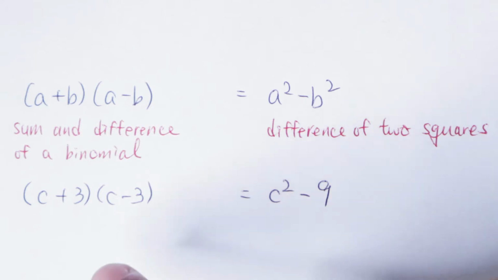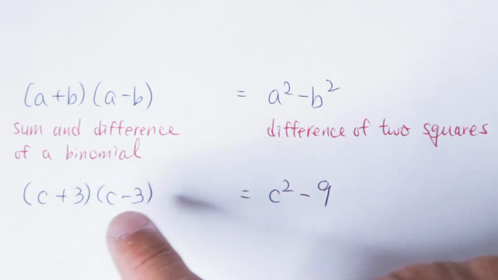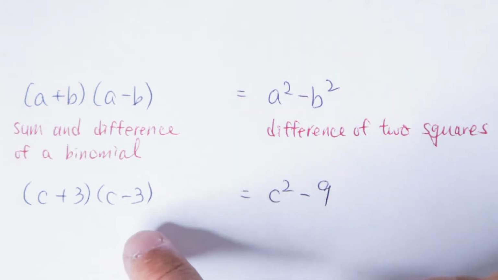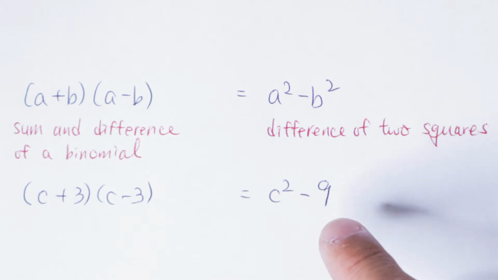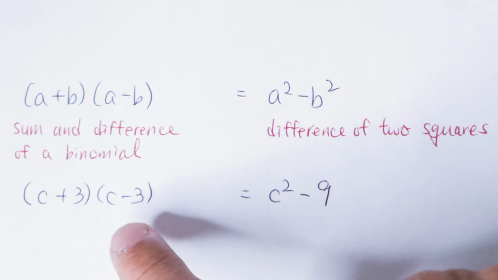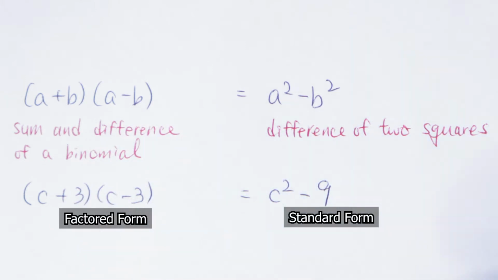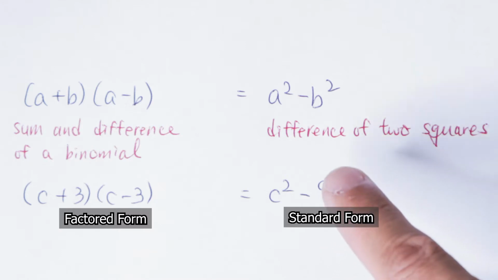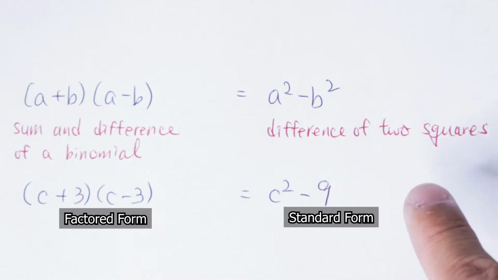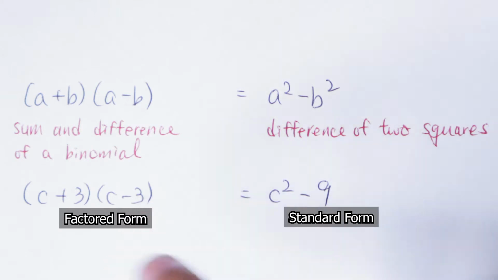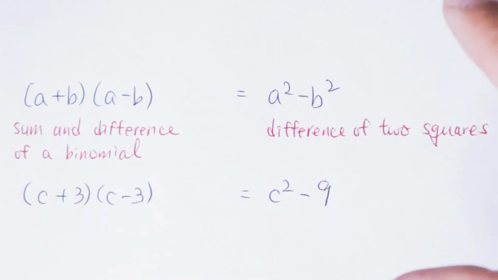So back in 2-3, we learned that if you were to multiply c plus 3 with c minus 3, you could do the box method, the distributive property, or the shortcuts to get c squared minus 9. So the c plus 3 times c minus 3 is called a sum and difference of a binomial, aka the factored form. And the c squared minus 9 is the difference of two squares, aka the standard form. Well, again, guess what today? I'll give you the standard form, you give me back the factor form. We're going to work backwards from right to left.